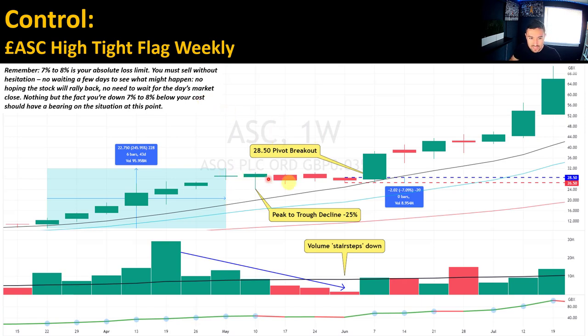So here you go. This is a high tight flag. See how the volume just stair steps down. I'm very visual with my learning. So see how it just stair steps down here. See the tightness in price coming through.